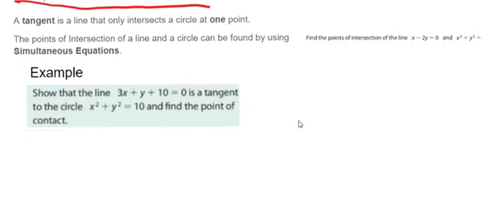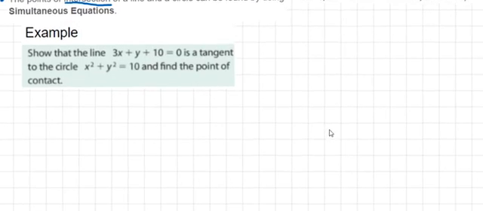So the point of intersection of a line and a circle can be found by using simultaneous equations. Try and remember that intersection always means, in coordinate geometry, you'll always be using simultaneous equations. So to get points of intersection, you always use simultaneous equations. And simultaneous equations are something you should have seen before in algebra.